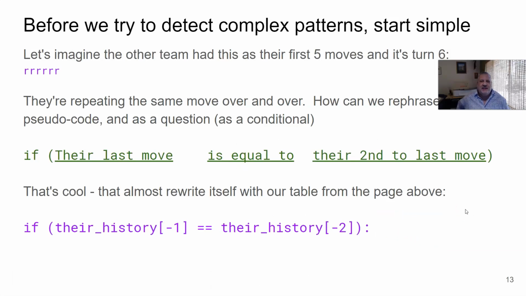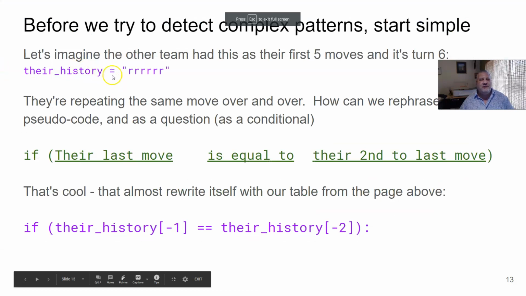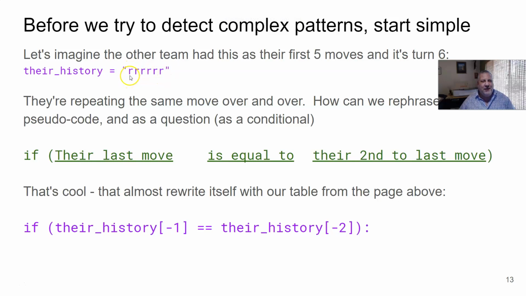So I want to see if they're doing the same thing over and over. When I'm asked for my next move, I'm given all of my previous moves and all of their previous moves. So let's say their history equals RR. This is their_history[0], their_history[1], their_history[2]. We're looking from the end, their_history[-1], their_history[-2], their_history[-3].